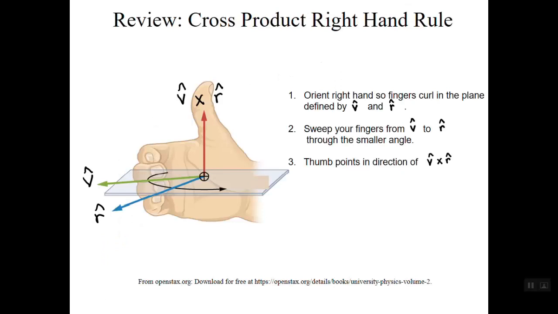Let's recall that we can use the right-hand rule to determine the direction of a cross product, and let's use v hat cross r hat as our example. Notice the two vectors v hat and r hat lie in a plane. The cross product of v hat with r hat will be perpendicular to that plane. To find that perpendicular direction, follow these steps listed here. You may wish to pause the video here to give it a try.